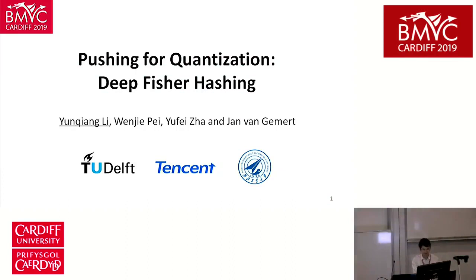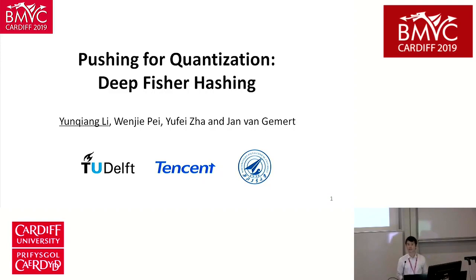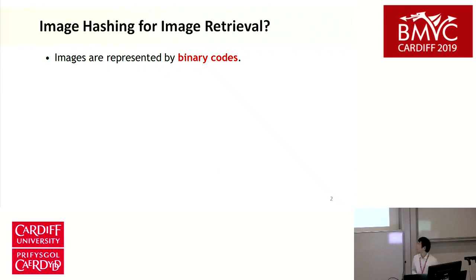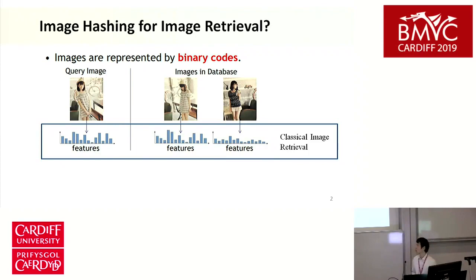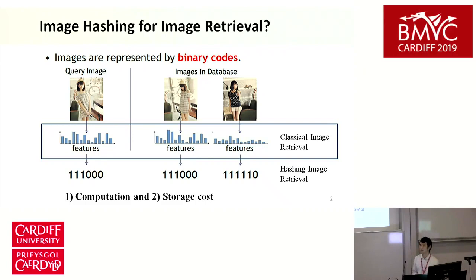Hello, everyone. My name is Yuancheng Li from TU Delft. And today I will present our paper, Pushing for Quantization, Deep Hashing, collaborated with Wen Jiepei, Yufei Zhang, and Yang Fahermert. Let me quickly give an intro about image hashing. In image hashing, the image is represented by binary code. Compared with traditional image retrieval, which uses continuous features to represent the image, for image hashing we use binary code. There are two advantages for image hashing. The first is it can speed up the calculation. The second is it can reduce the storage cost.